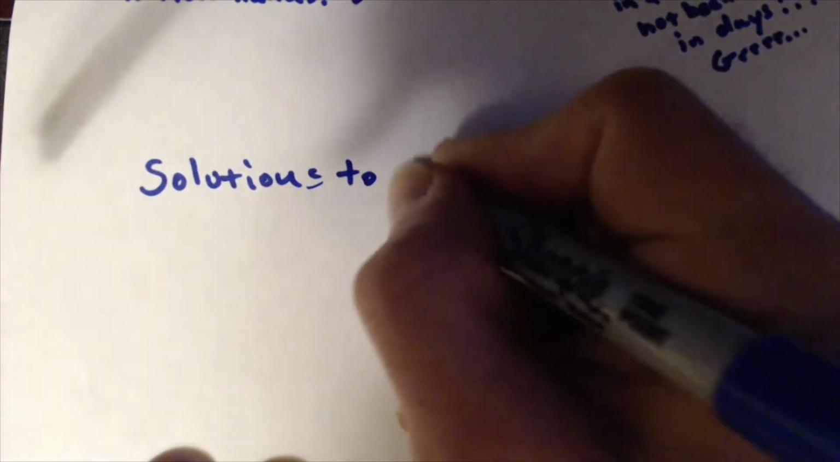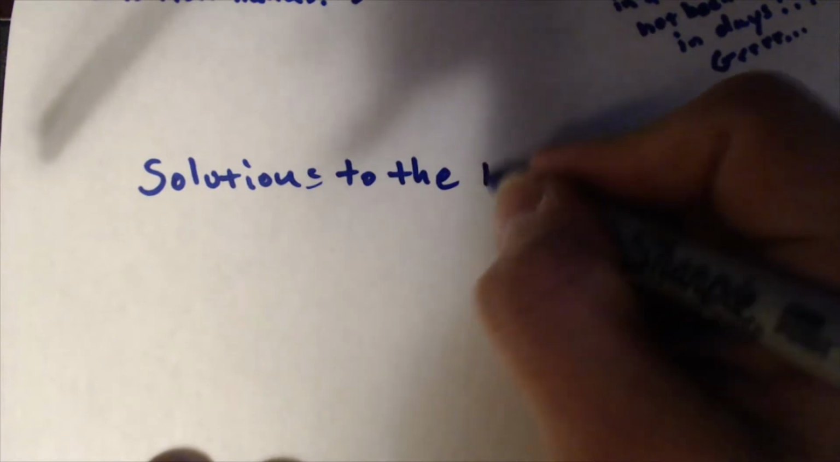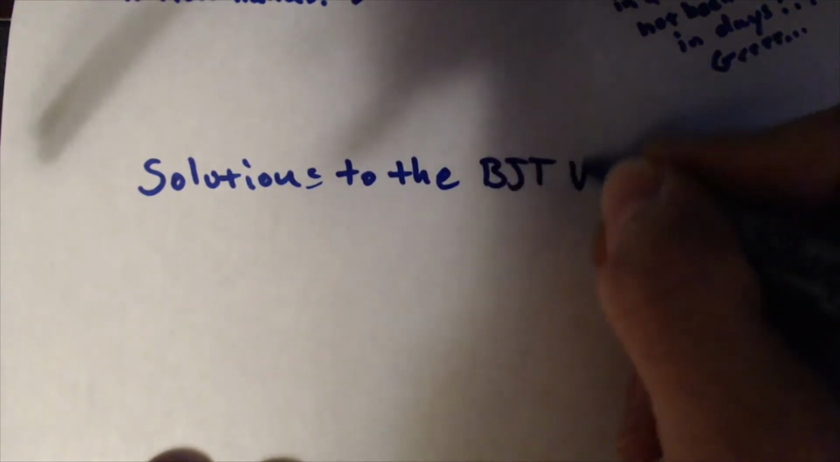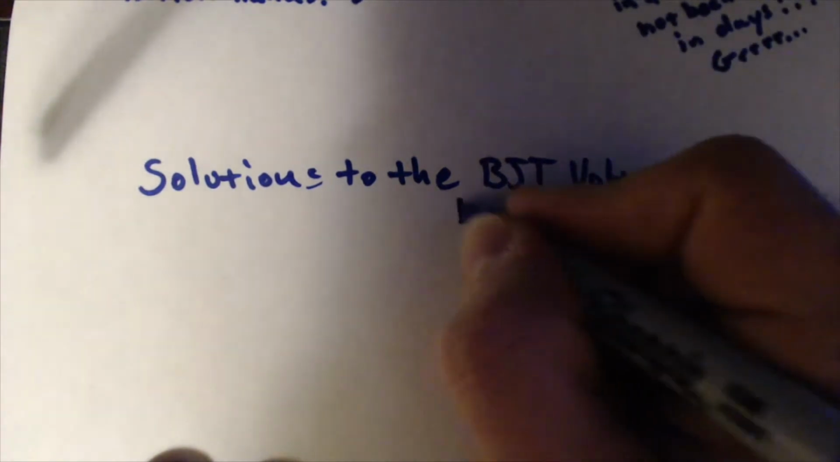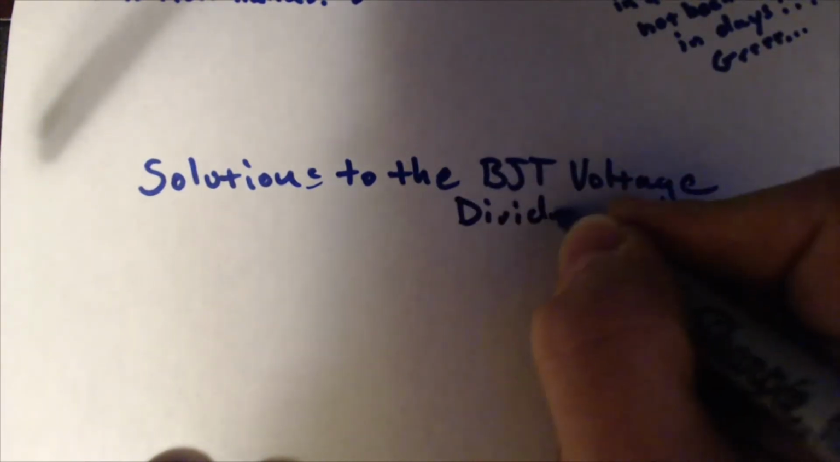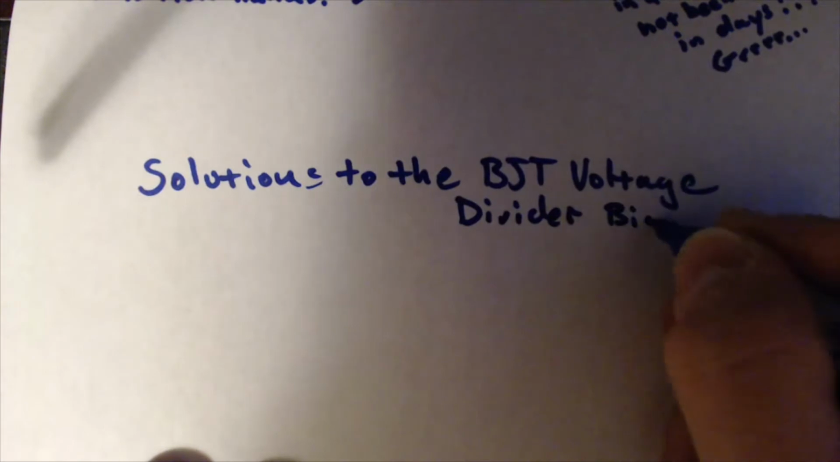I'll go ahead and break that up. And I'll say solutions to the BJT voltage divider bias circuit.